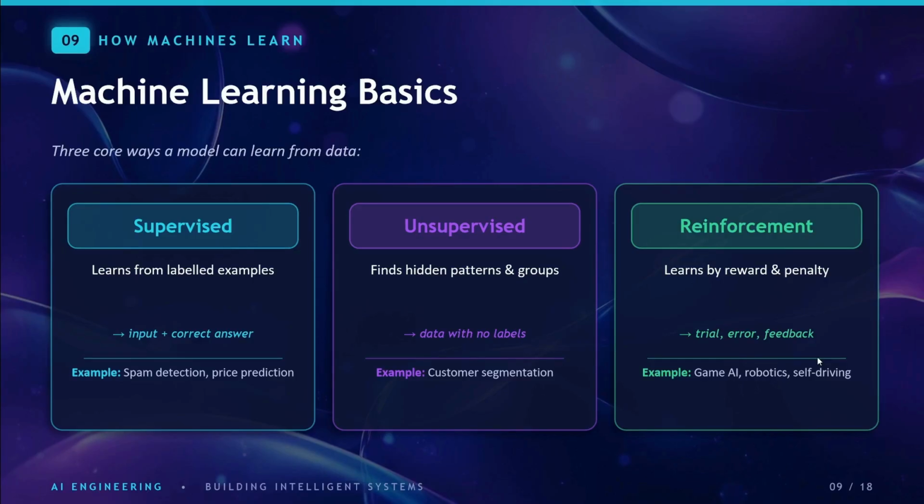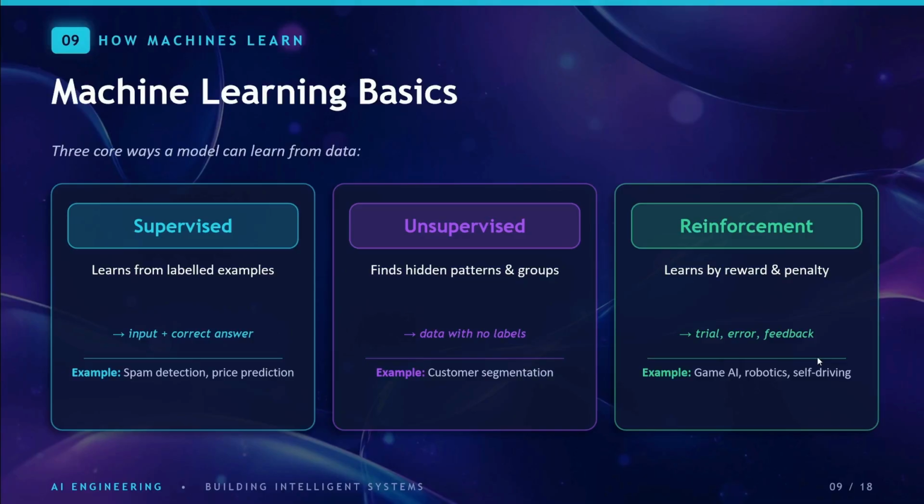For example, in spam detection, each email in the training data is labeled as either spam or not spam, and the model learns to recognize the difference. Another example is price prediction, where historical data includes both the features of a house, like its size and location, and its actual sales price, so the model learns to predict prices for new houses.